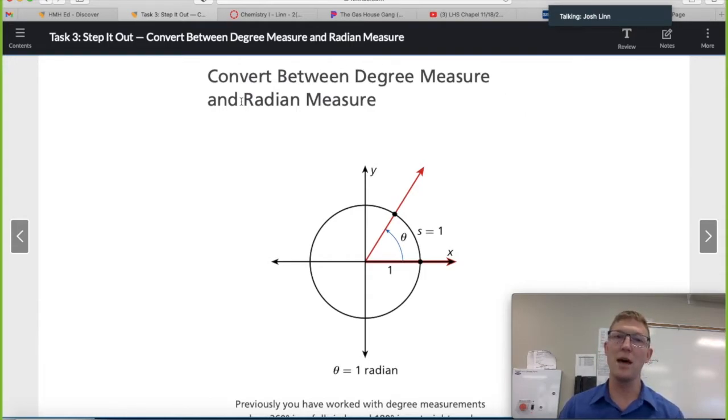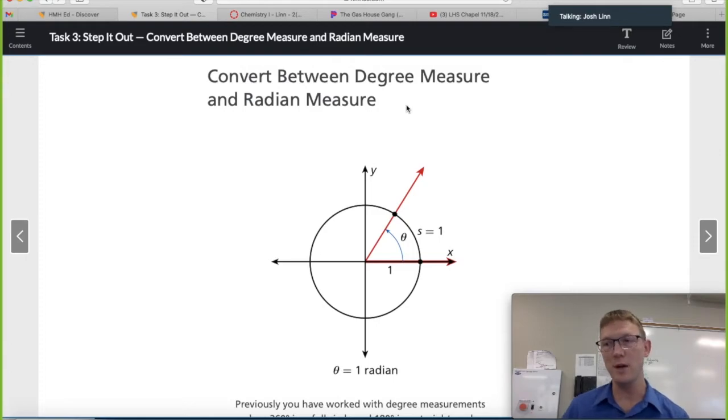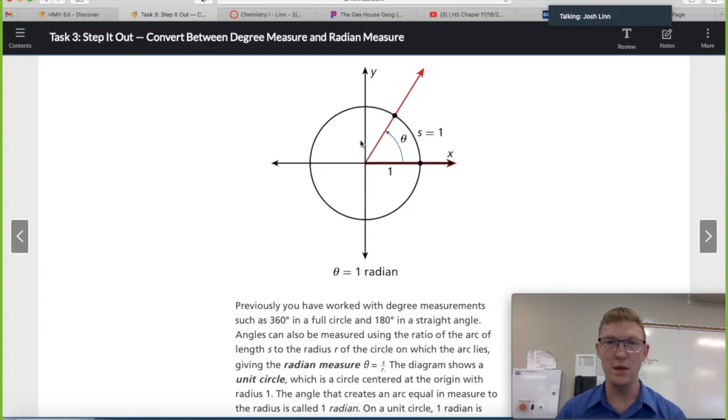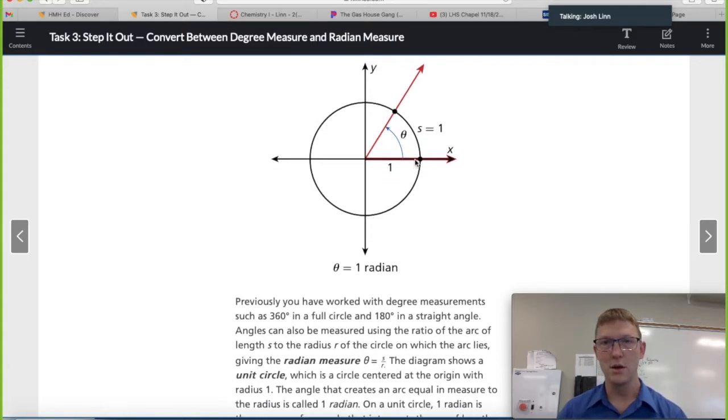So what mathematicians and scientists tend to use is a measure called a radian. A radian is the type of measurement that we're going to be using in this math class. So it's important to know, number one, where it comes from. So if we're looking at a unit circle, again, a unit circle is a circle with radius of 1. A single radian is the length of the surface, the arc length of 1.